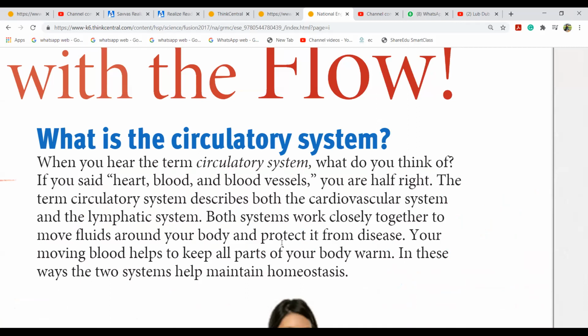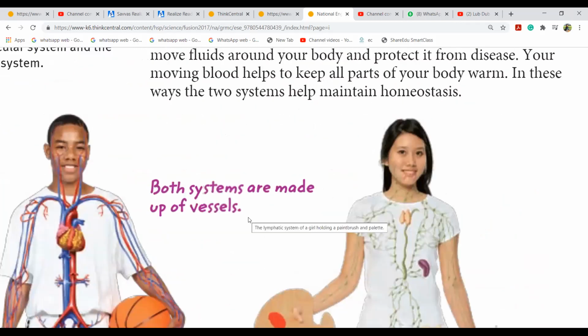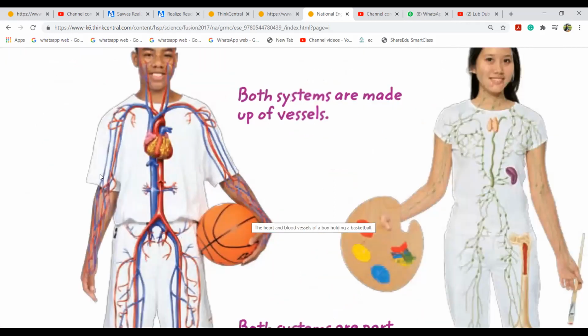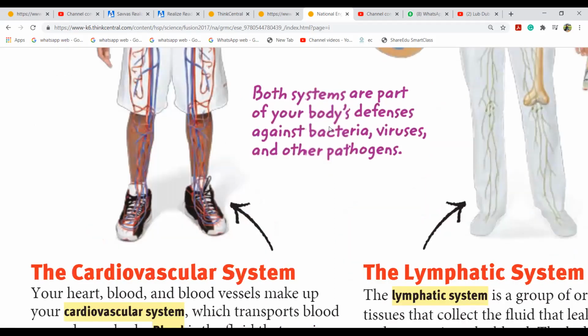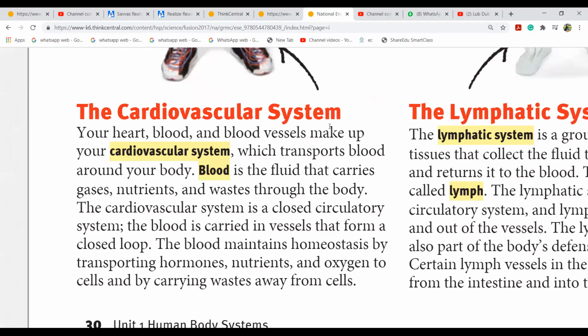Both systems work closely together to move fluids around your body and protect it from disease. Your moving blood helps to keep all parts of your body warm. In these ways, the two systems help maintain homeostasis. And that's why the circulatory and lymphatic systems make our body warm and help us maintain homeostasis. I think you remember homeostasis: balancing or maintaining your internal body.